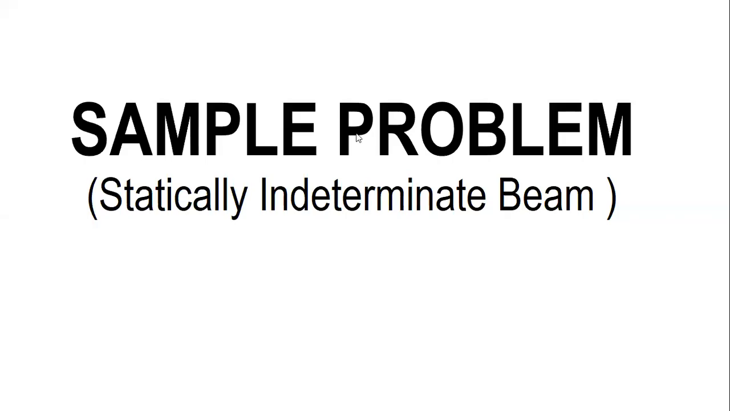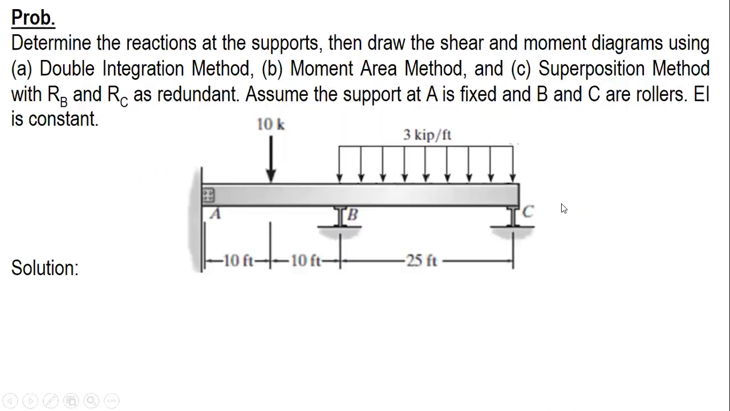Going to solve a sample problem about statically indeterminate beams having two redundants. Here's the problem. Determine the reactions at the supports and then draw the shear and moment diagrams using letter A, double integration method, letter B, moment area method, and letter C, superposition method with RB and RC as redundant. Assume the support at A is fixed and B and C are rollers.